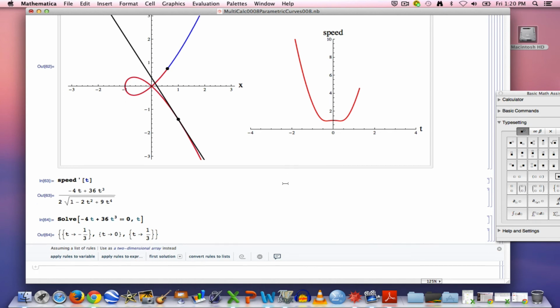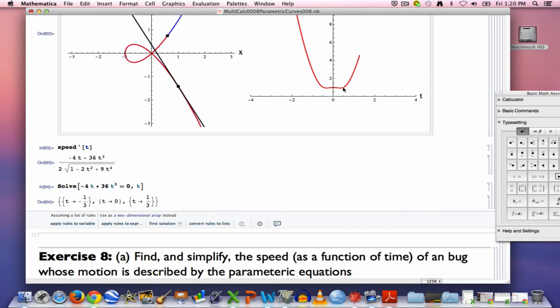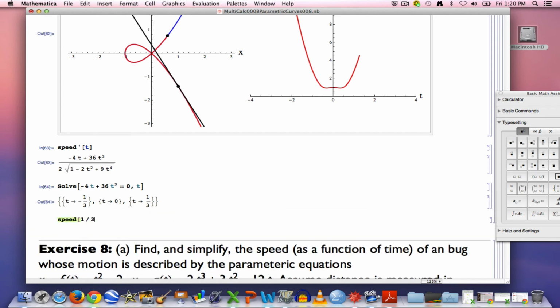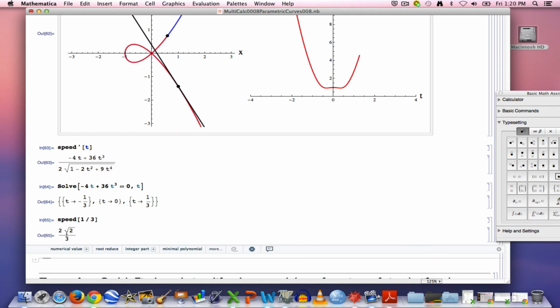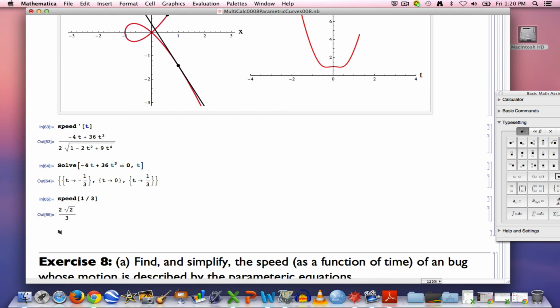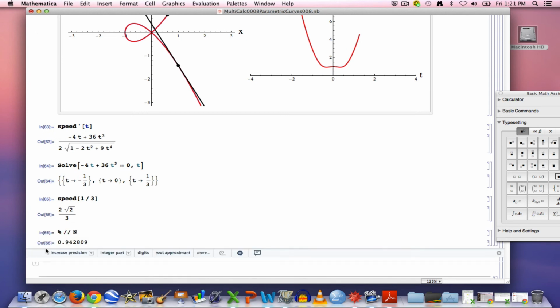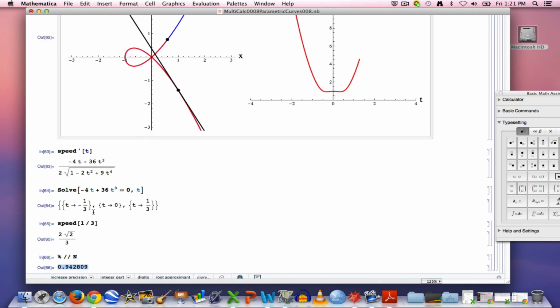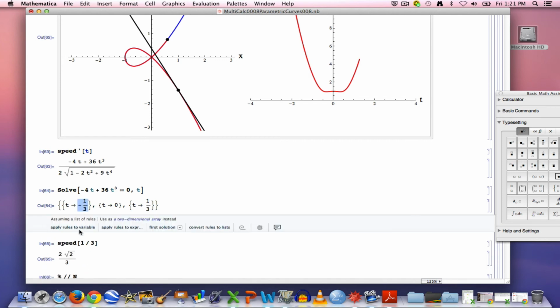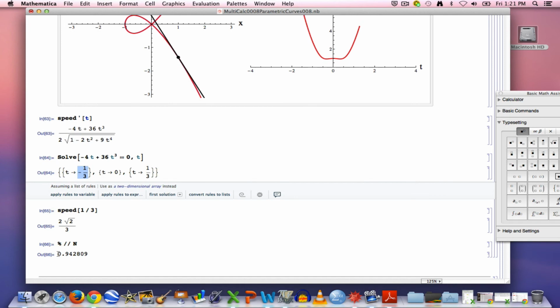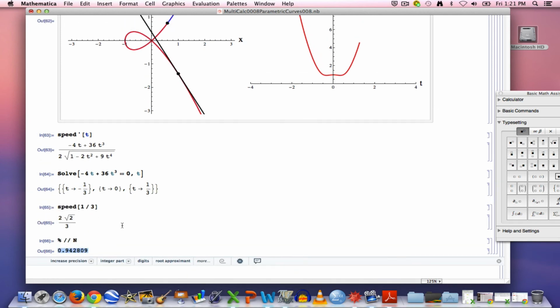Those look to be minimums. You can see they're a little lower than the speed at t equals 0. The speed at time plus or minus 1/3 should be the same. It's an even function. Looks like it's 2 root 2 over 3. Percent sign refers to the preceding output. I can now do percent slash capital N to approximate that at about 0.942809. That's where the speed is. The speed is minimized at plus or minus 1/3, and the minimum speed value is about 0.94 meters per second.